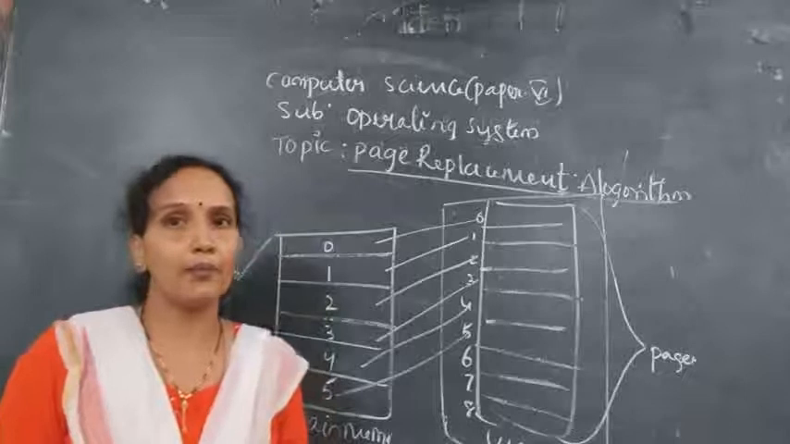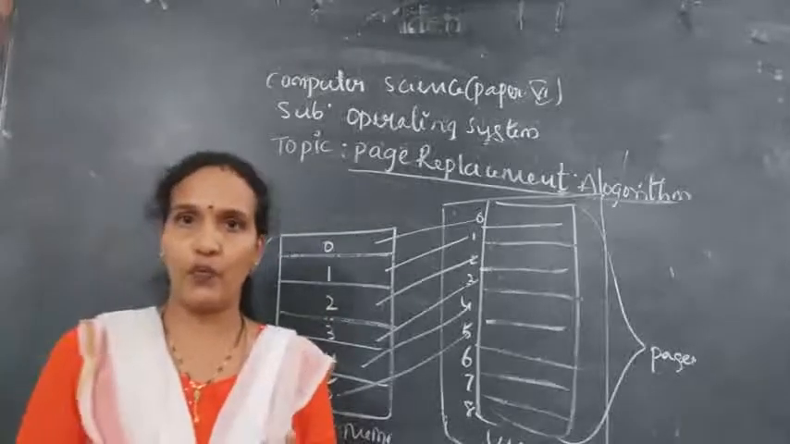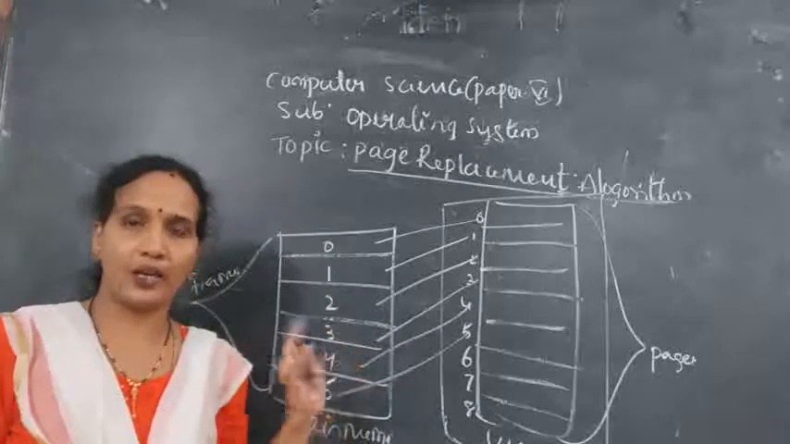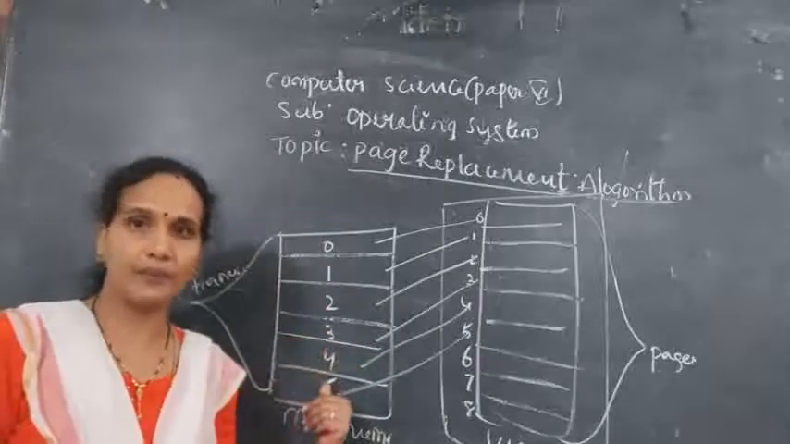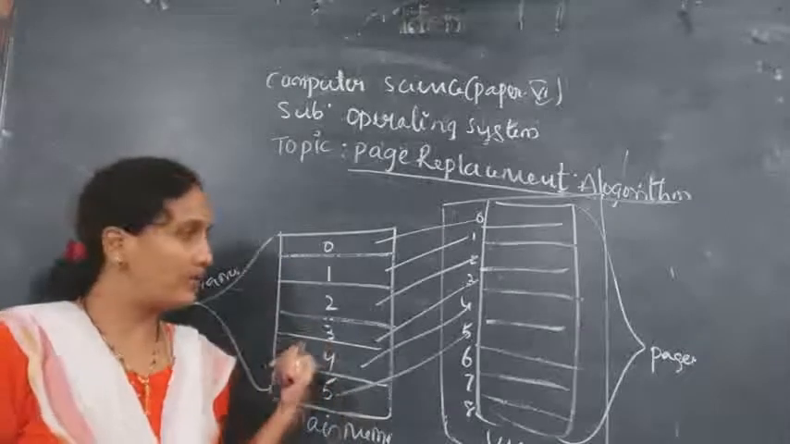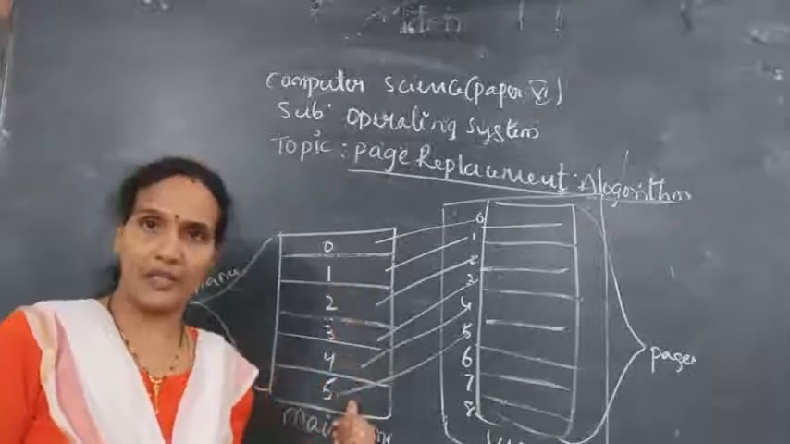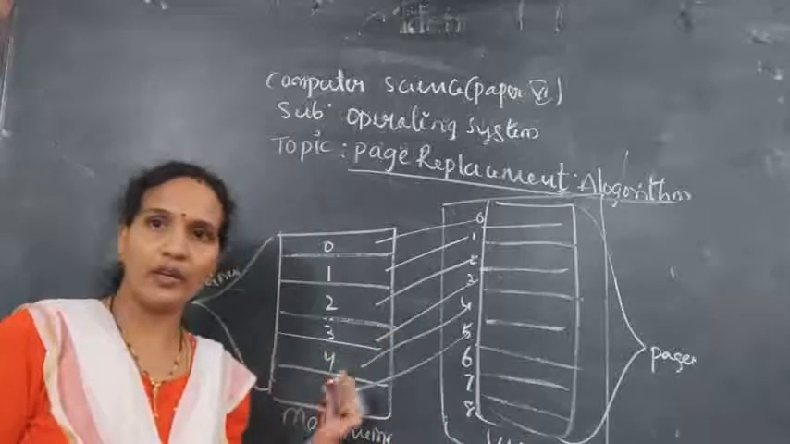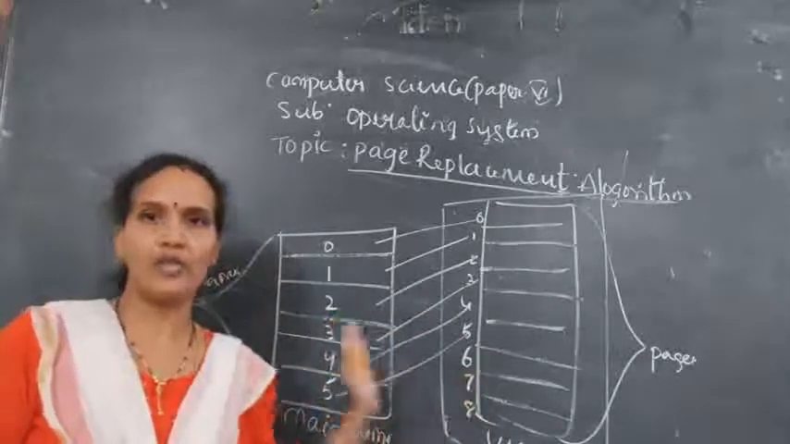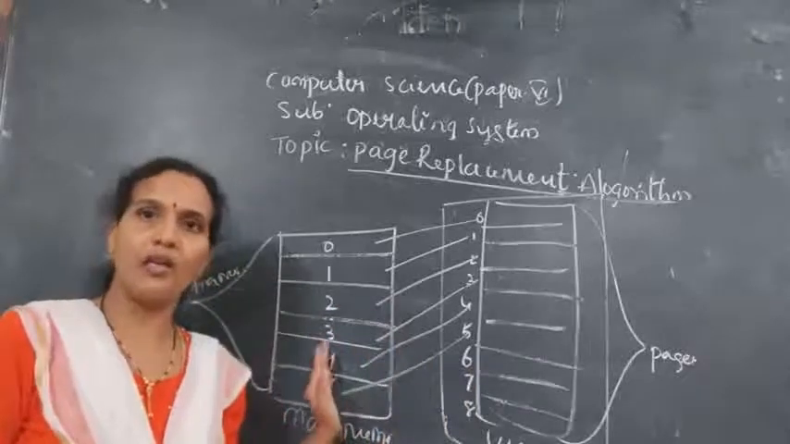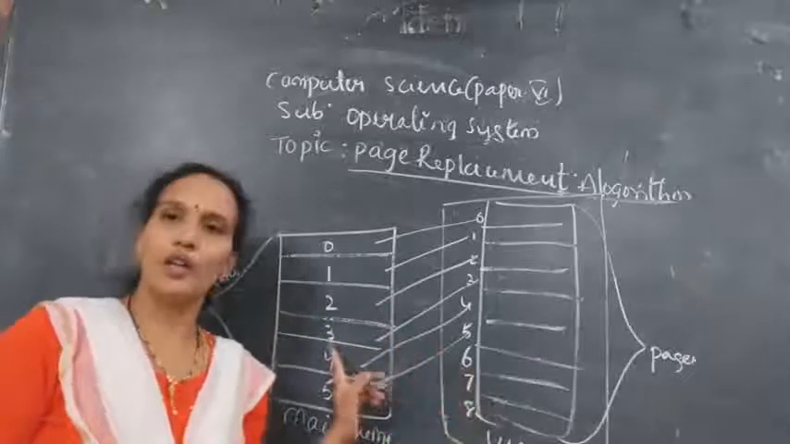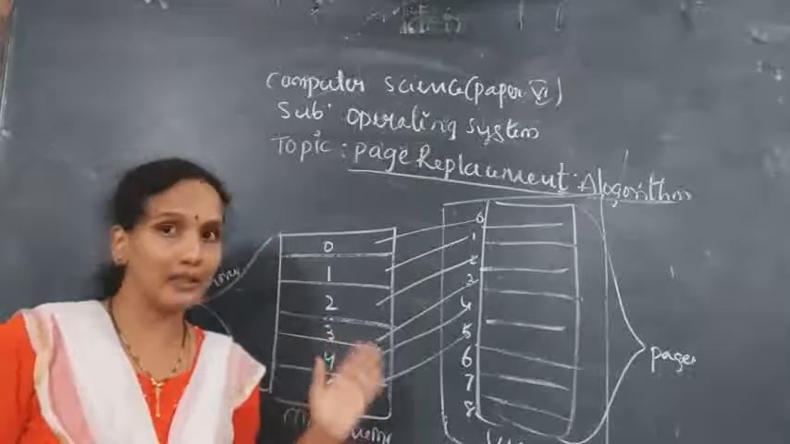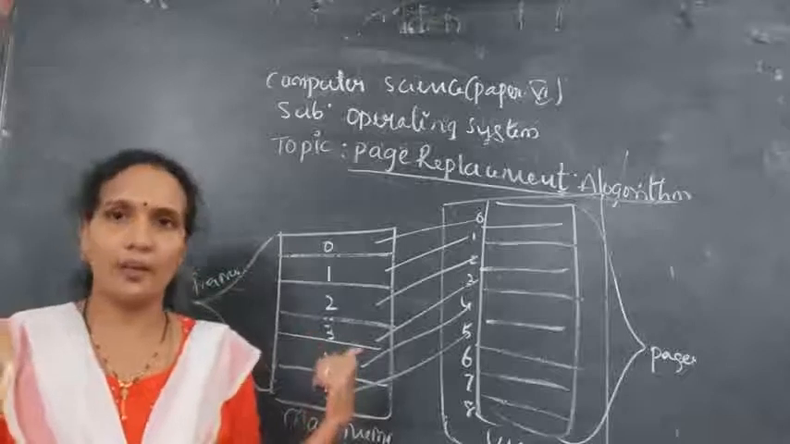Understood? And when will page replacement come? When there is a page fault. First situation: the page the CPU wants to execute is not there in the main memory. And the second one is that there is no space to load a new page into the main memory. Then we swap out one page from the main memory and load the new page into the main memory. In those situations only, we use page replacement.